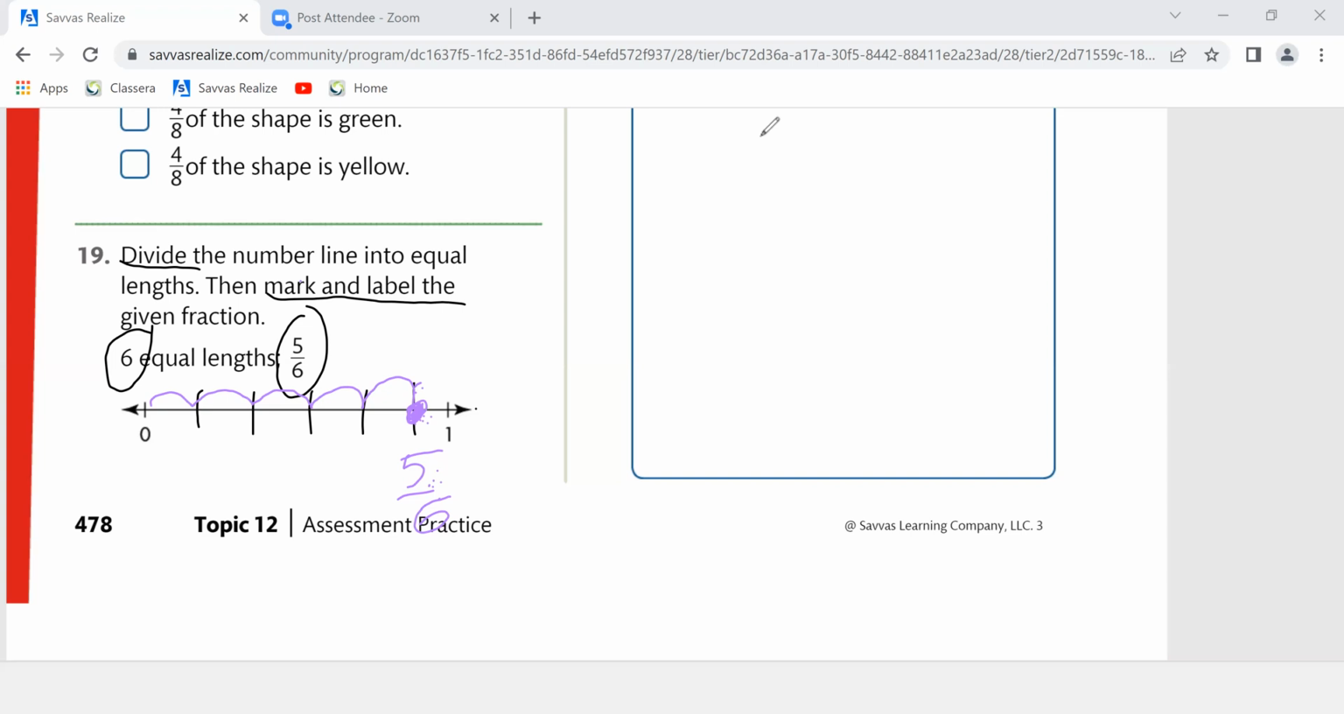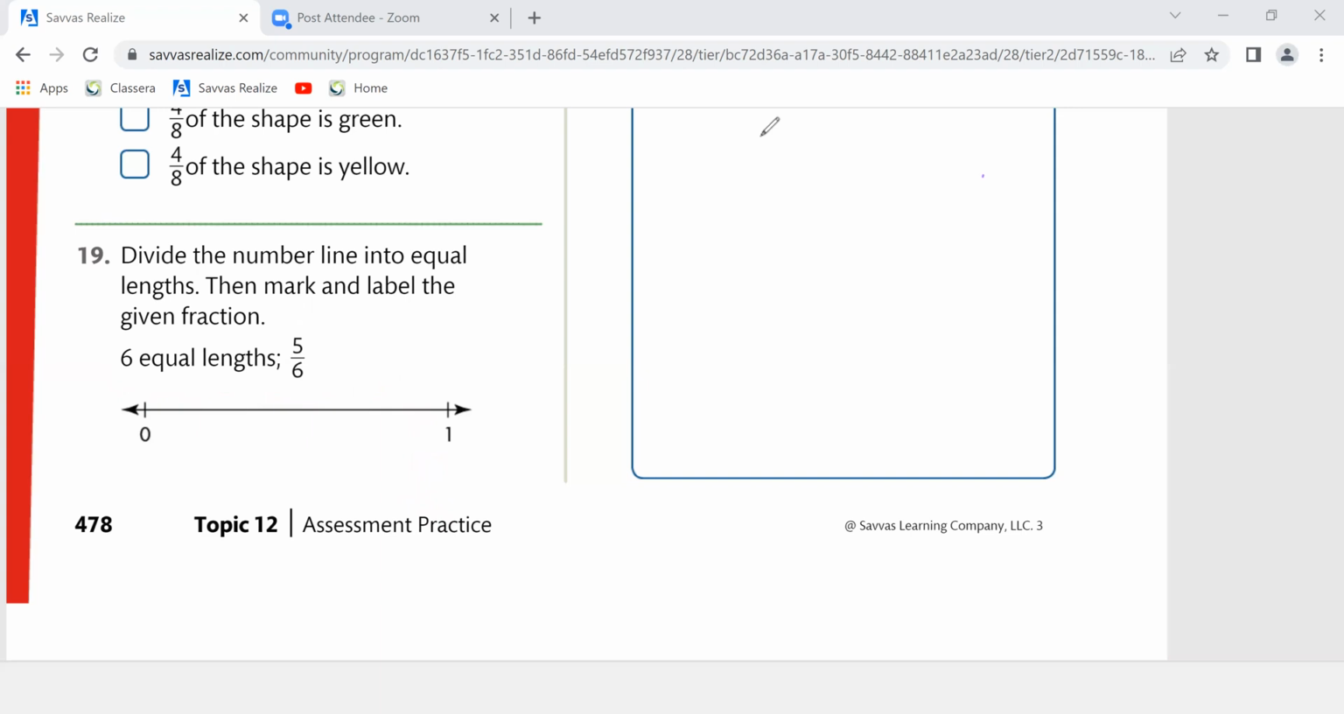Mohammed, you are not looking at the board. I'm explaining that. What does it mean mark? You put a dot. What does it mean label? You write a fraction. Clear? Yeah. Okay, next. 20. Ready with this? Yes.